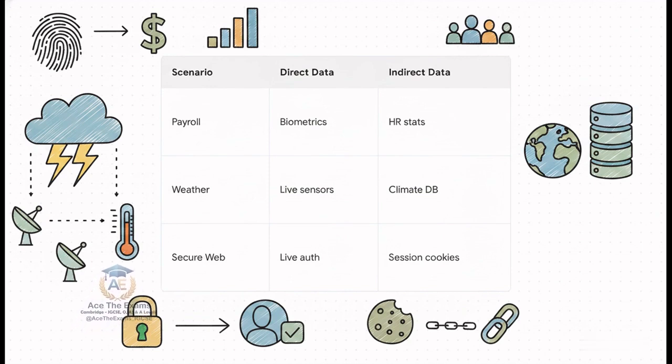Look at these contrasts. If the scenario is weather monitoring, your direct data is real-time live sensors, while your indirect data is last year's climate database. For a secure website, direct is live user authentication, while indirect relies on previous session cookies. Memorizing these contrasting pairs makes your contextual anchors totally unbreakable under exam pressure.